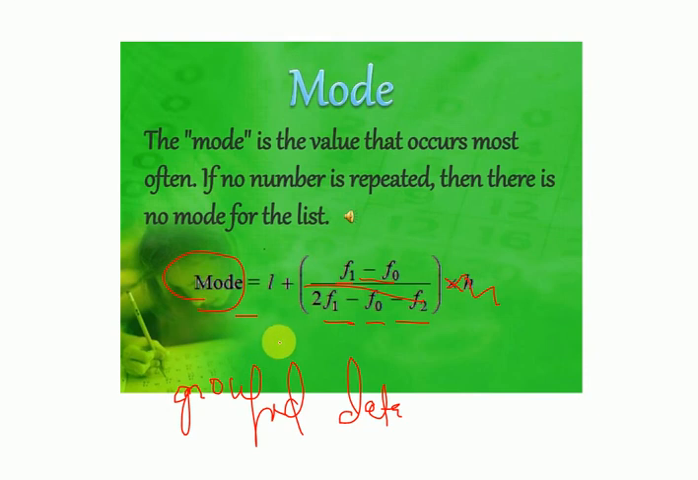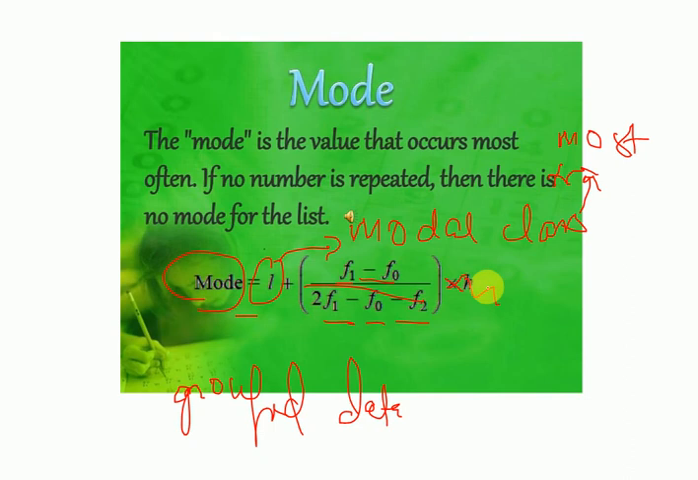Okay, now L means the lower limit. Now what is the lower limit? Lower limit of which class? The lower limit of the modal class. Now how will we find the modal class? Modal class is the class with the most frequency. Okay, you will understand when we solve the question. h is the height only, f1 is the frequency of the modal class, f0 is the frequency of the preceding modal class, and f2 is the frequency of the succeeding modal class.